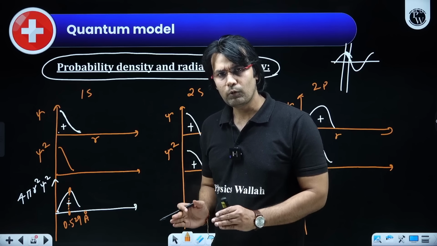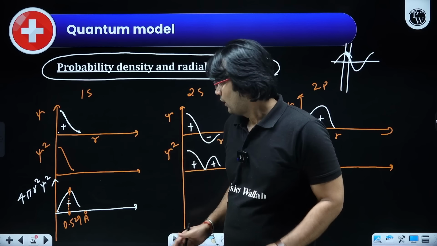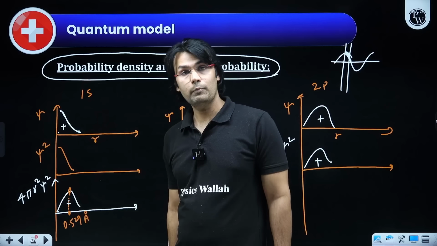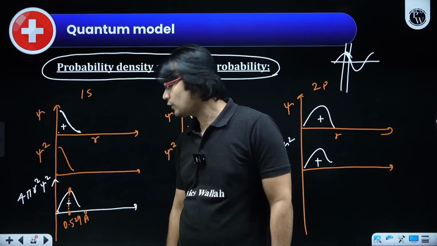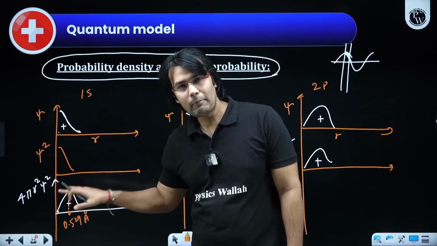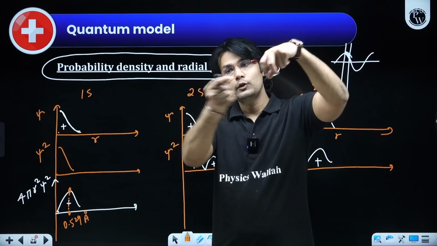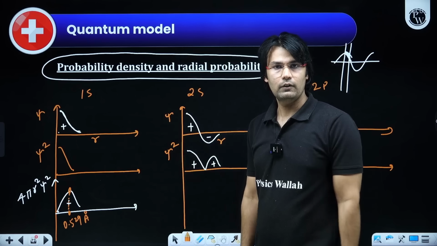Even though it is a quantum model and we are talking in terms of probability, we are still saying that the probability of finding the electron of the 1s orbital is highest near the first orbit, at a distance of 0.529 angstrom. So that radial probability tells you that when you go a certain distance from the nucleus, at that volume, what is the probability of finding the electron?